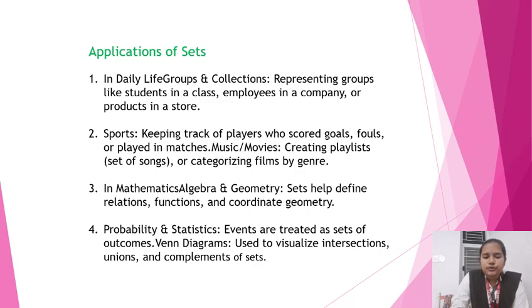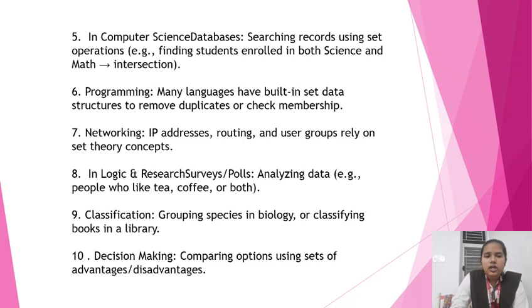And fourth applications are probability and statistics. Events are treated as sets of outcomes. Venn diagrams are used to visualize intersections, unions, and complements of sets. And it is also used in computer science databases, searching records using set operations. For example, finding students enrolled in both science and maths, an intersection.